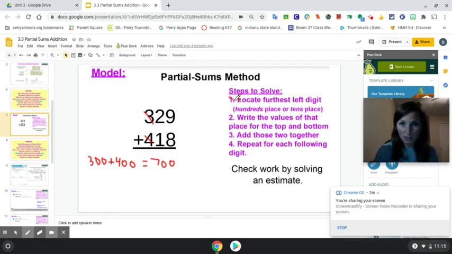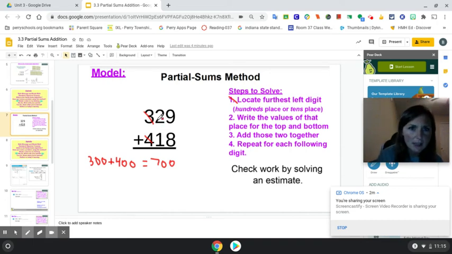So I did the first step, I wrote the values here, and I added those two together. So now I'm going to do the next step. I'm ready for the tens place. Okay, so I'm going to step back into my model and show you how I would do that.